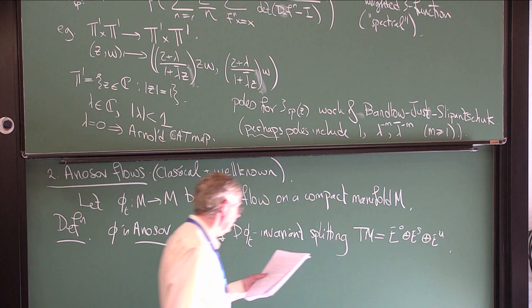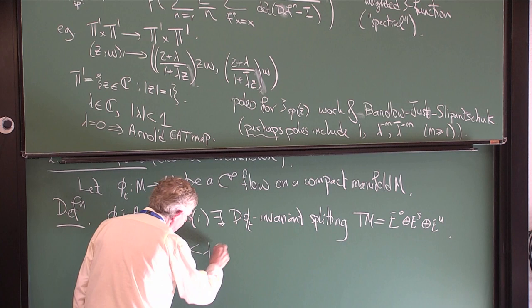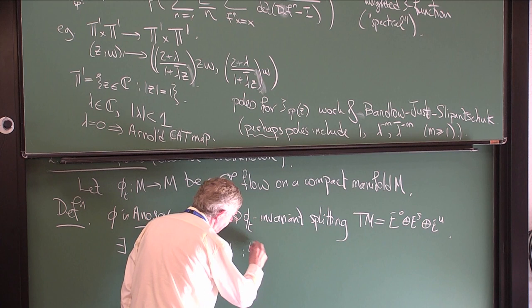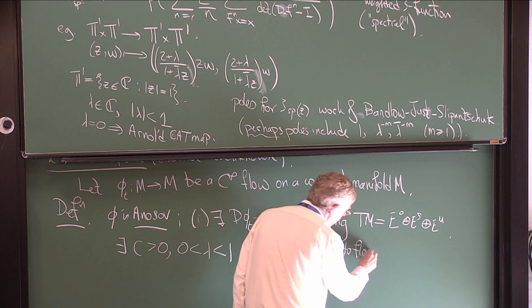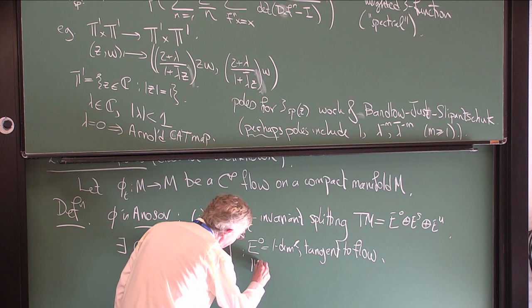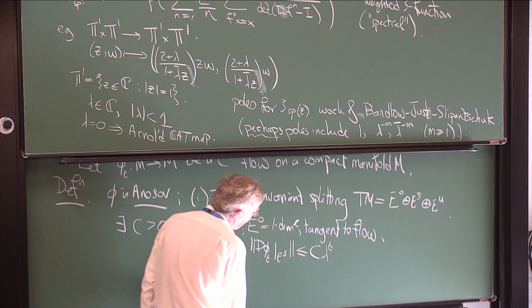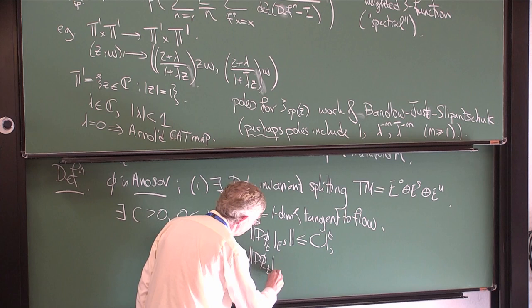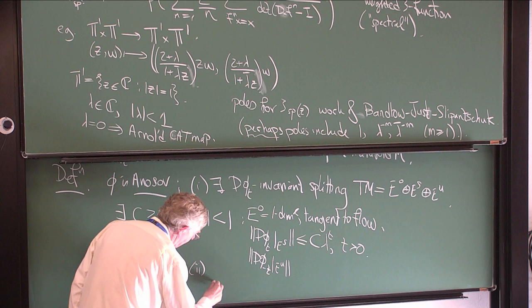And there's going to be constants. And this time maybe I'll get it right. So C greater than 0 and lambda between 0 and 1, raised to the power t. And it exists. So here, E0 is one dimensional, tangent to the flow. And the other bundles do nice things. So flowing forwards in time, d phi t restricted to the stable bundle goes down like C lambda to the t, and d phi minus t restricted to the unstable bundle does the same, for t positive. And again, I'm going to assume that the flow is transitive, so phi is transitive.